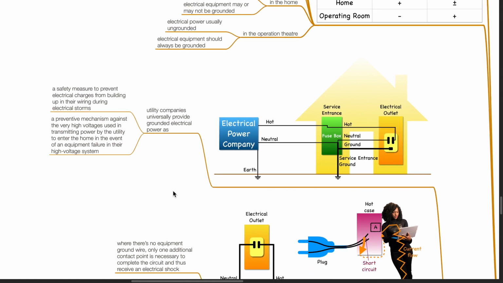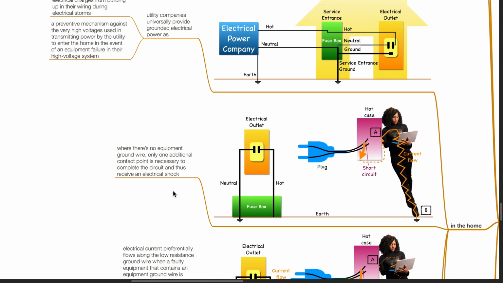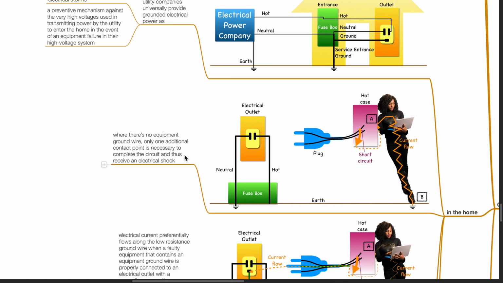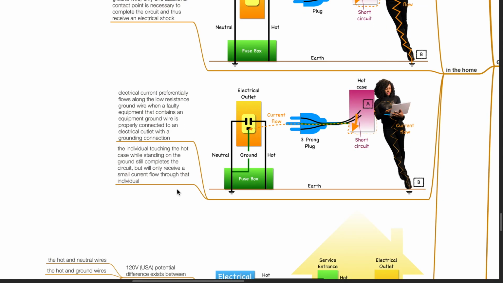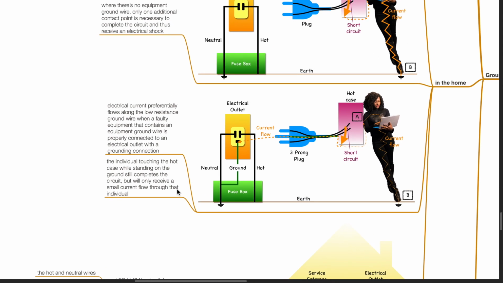When there is no equipment ground wire, only one additional contact point is necessary to complete the circuit and thus receive an electric shock. Electrical current preferentially flows along the low resistance ground wire when faulty equipment that contains an equipment ground wire is properly connected to an electrical outlet with a grounding connection. The individual touching the hot wire while standing on the ground still completes the circuit, but will only receive a small current flow through that individual.